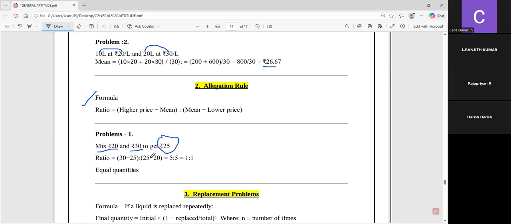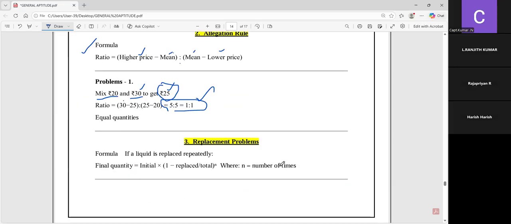So, first one, high price minus mean is 2. Mean minus 2 rupees. What is high price? 30 is high price. And mean plus 25. I mean 30 plus 20, that's okay. We got to 25 to make a transaction. We have 30 minus 25 is to 25 minus 30. 5 is to 1 is to 1 ratio. Equal value. That is some price.